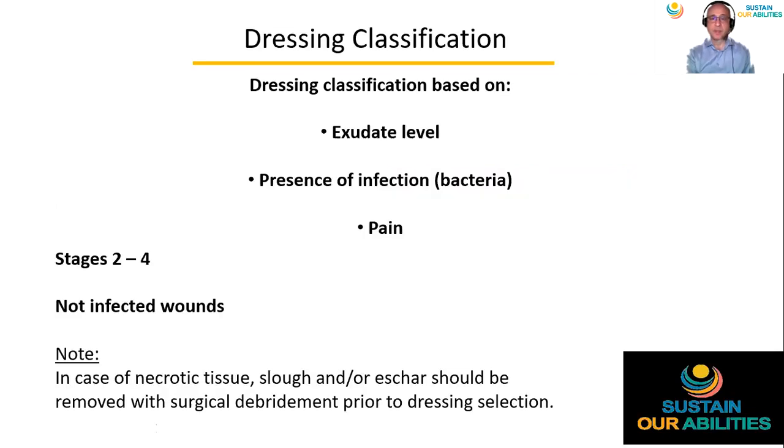Now some slides about the dressing classification based on exudate level, presence of infection, bacteria and pain for stages 2 to 4 and not infected wounds. Please note that in case of necrotic tissue, slough and or scar should be removed with surgical debridement prior to dressing selection.